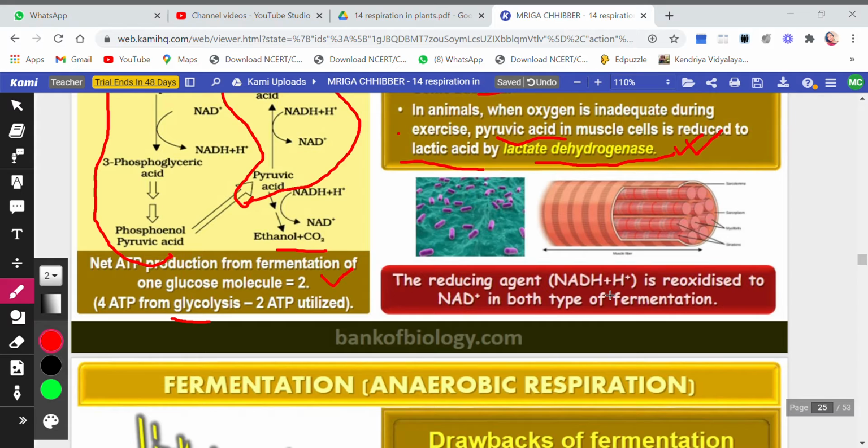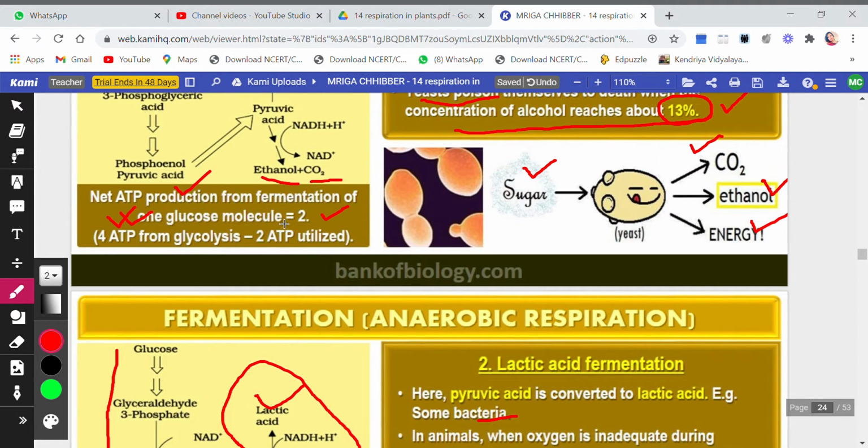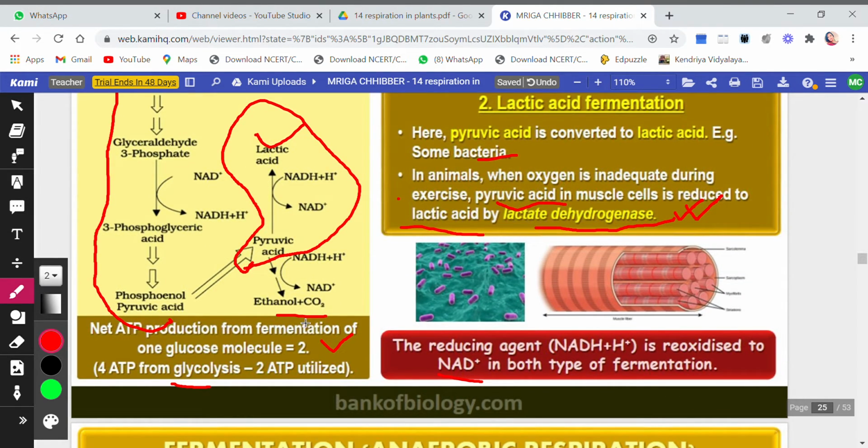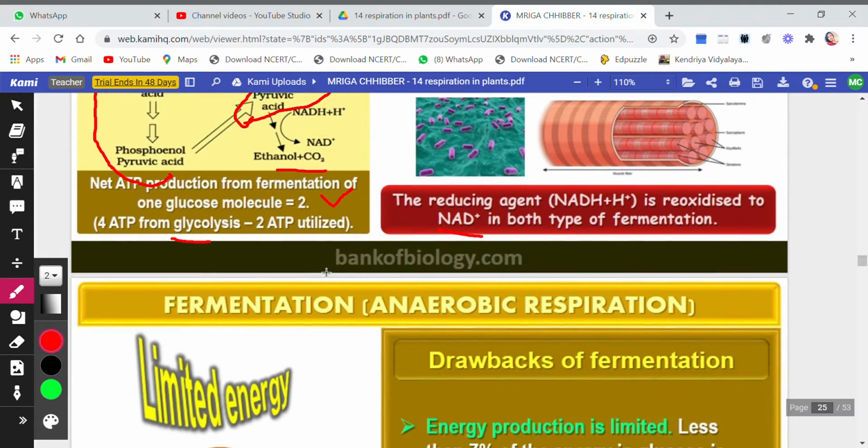Reducing agent NADH plus H plus is reoxidized. It is again reoxidized to NAD plus in both the types of fermentation. इसमें भी it is reoxidized, and यहाँ भी it is reoxidized. How is it reoxidized? Hydrogen ले लो, removal of hydrogen is also oxidation, right? So hydrogen is being removed, and you can see the arrow, it is reoxidized here also, it is reoxidized here also. In both the cases NADH plus H plus is reoxidized to NAD plus.